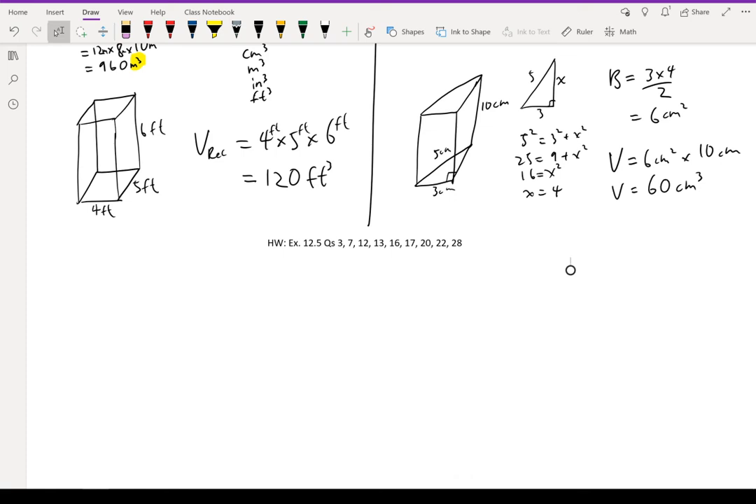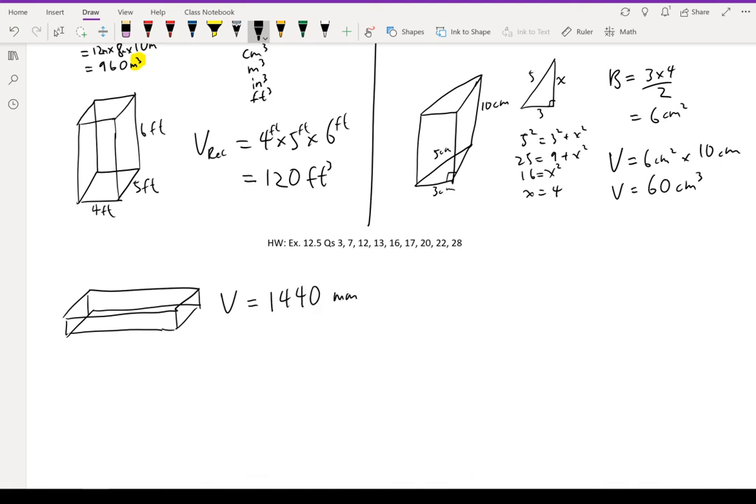So this is what we'll have to do. Let's say that the volume of a rectangular prism, let me just quickly sketch it out, is like this. So V is given to you. The volume is 1,440 millimeters cubed. Okay, and then it tells us that the width and the length are 24 and 10. So the width is 24, the length is 10 millimeters. And so it says find the height.